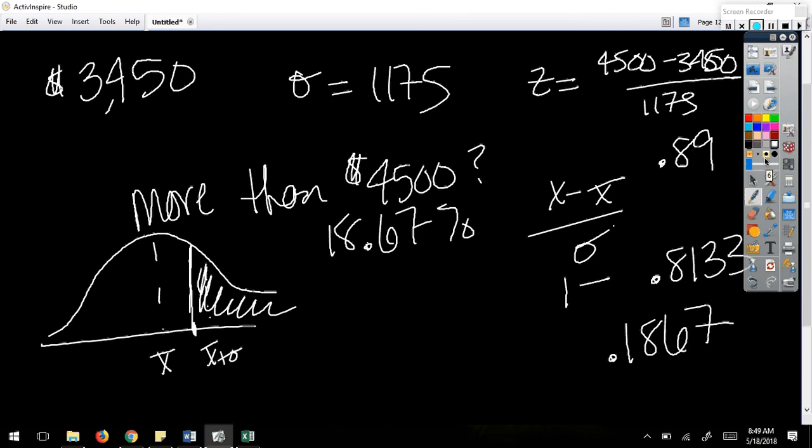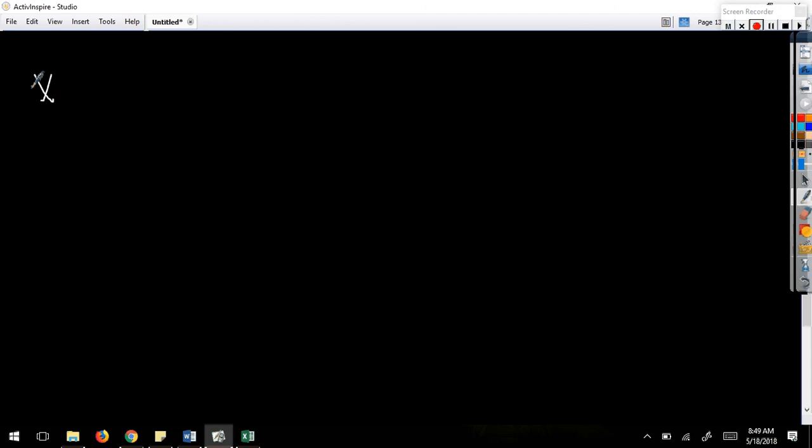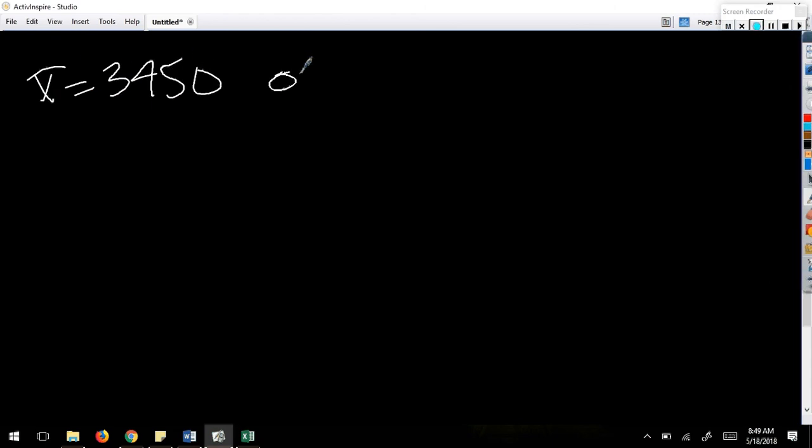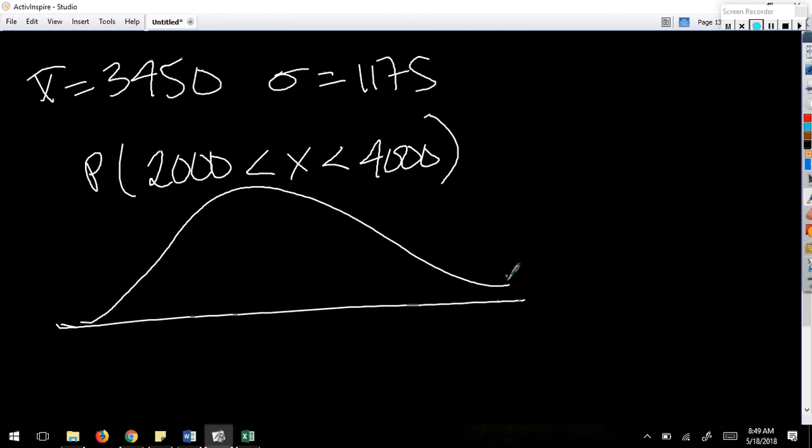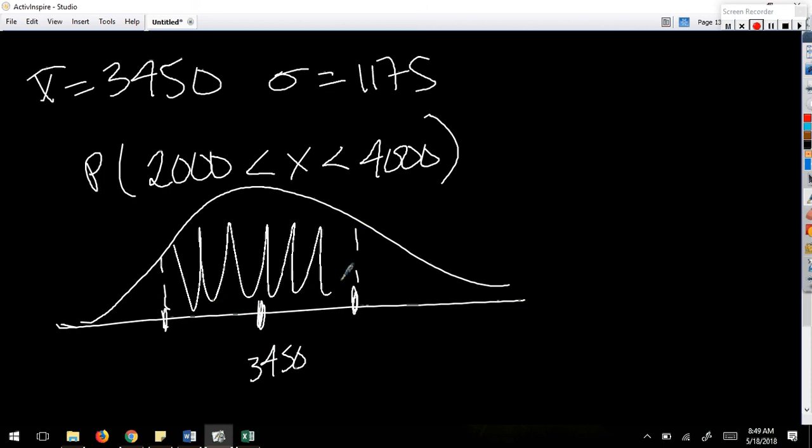Let's take these same numbers. So I've got 3450. What was my standard deviation again? 1175. What's the probability that you owe between, now that we haven't done one like this, between 2,000 and 4,000? I would have to draw it. Okay, so let's draw it. Here's my mean. This is 3450. 2,000's down here. 4,000's up here. I'm talking about area in between.